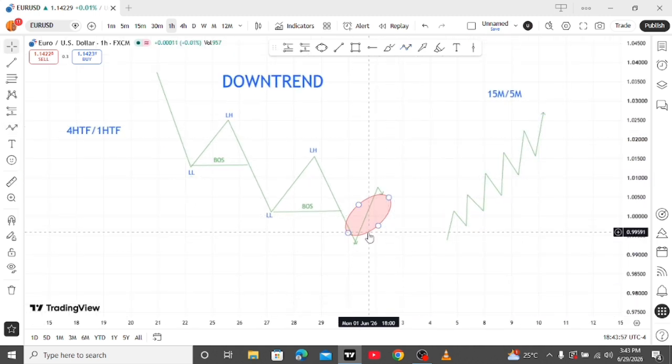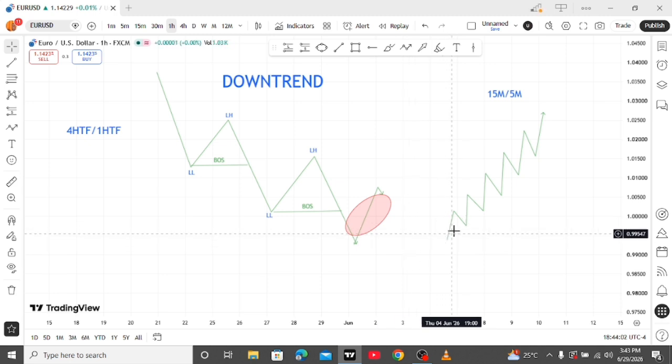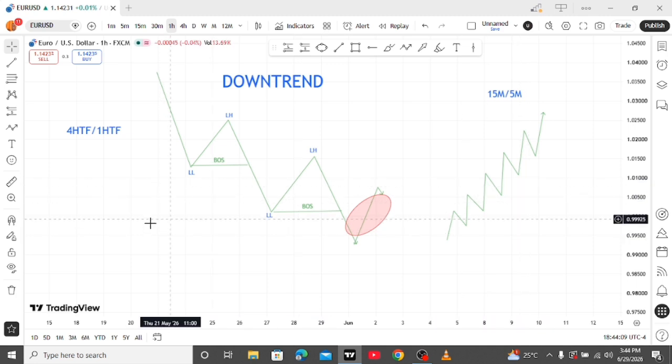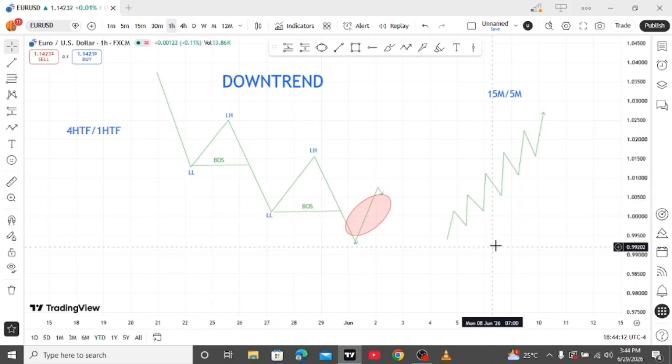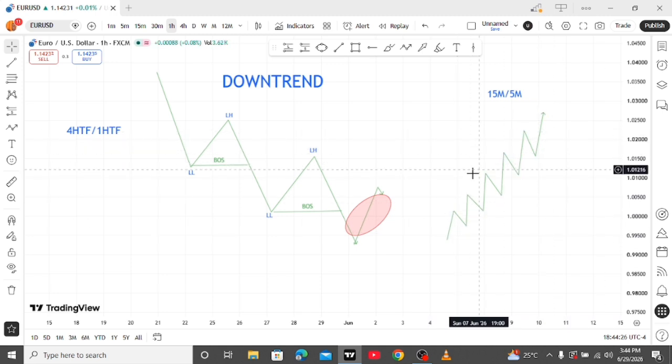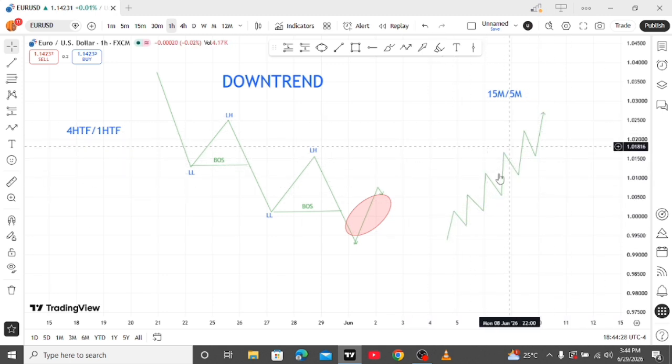So if you go over to the smaller time frame, this is what you see. The market is going up, which means the market is in an uptrend. Yes, you can see that very clearly. So you might be confused. The market is in a downtrend in the bigger time frame, and why is the market going up in the smaller time frame? This is because this is not an uptrend. This is a retracement to the upside.